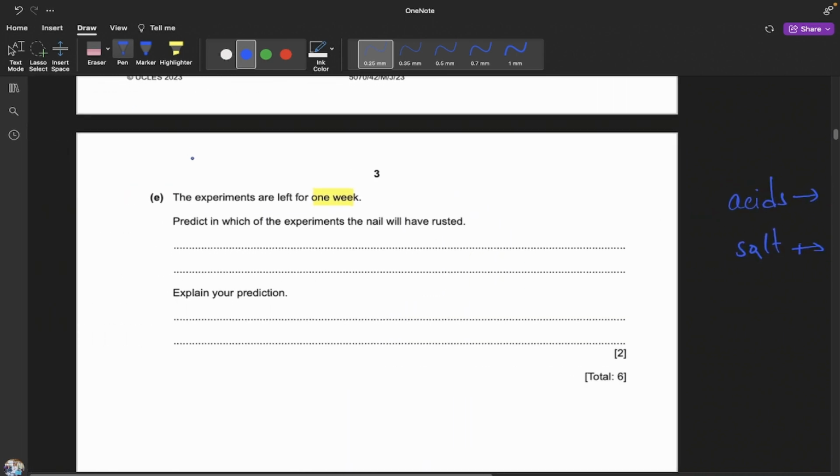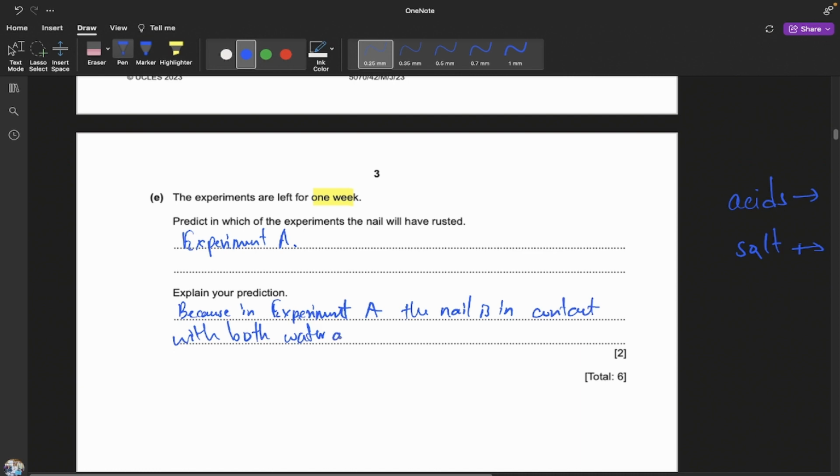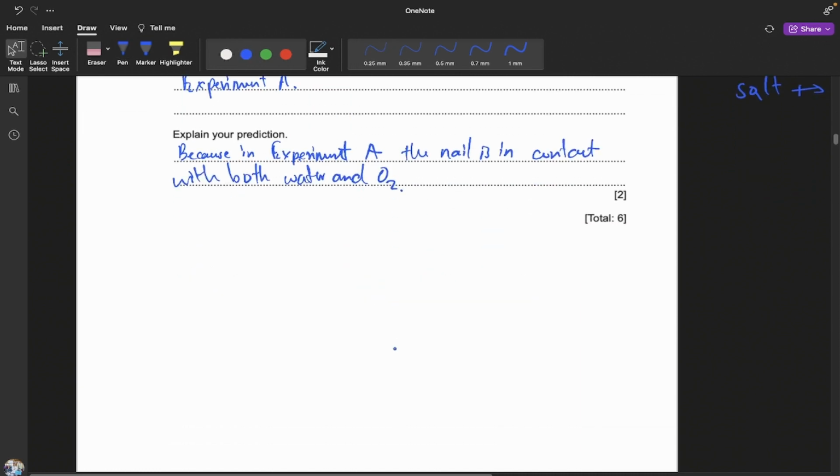Here, predict in which of the experiments the nail will have rust. Obviously, experiment A. Explain your prediction: because in experiment A, the nail is in contact with both water and O2. Okay, that's it.